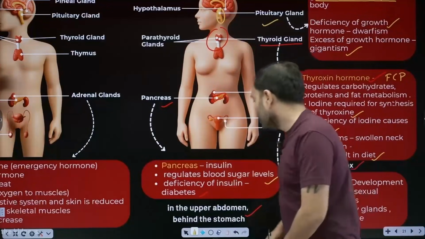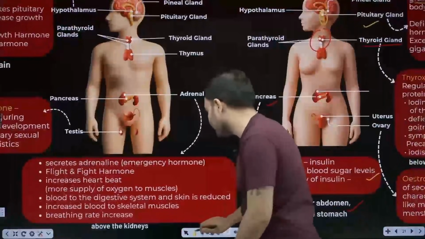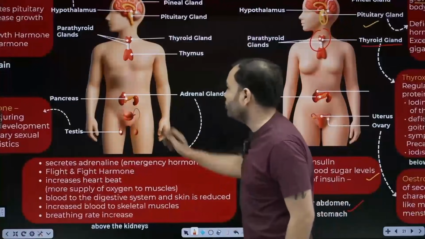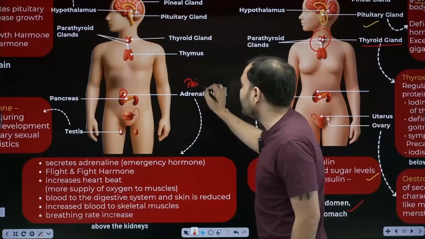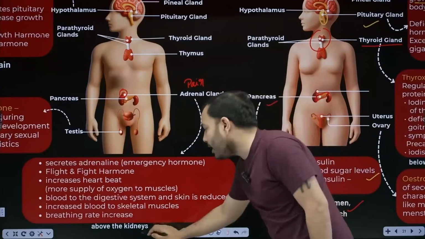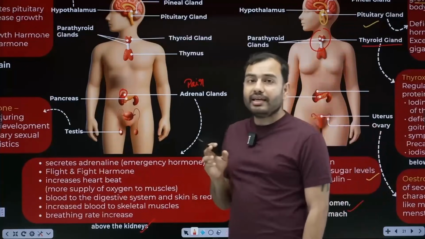Okay. Next, we will see a very interesting gland coming up, that is the adrenal gland. Where is it located? Just above the kidney. Here it is. And look carefully, there are adrenal glands, they are in a pair. Where is it located? Above the kidneys. Remember the location.